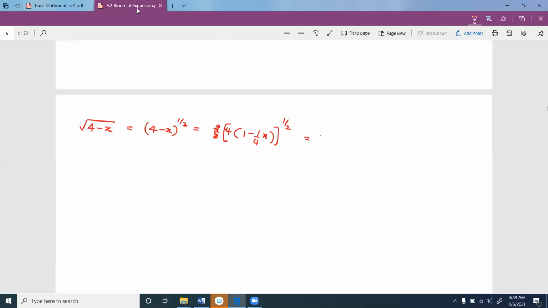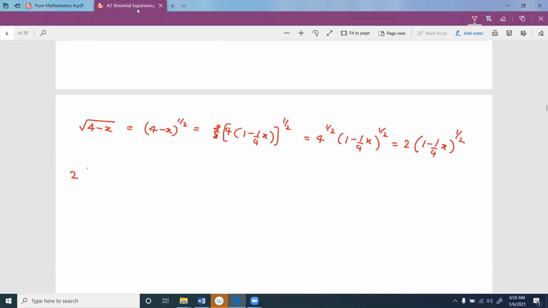That is turned up to 4 to the power half times 1 minus 1 over 4x to the power half. Then we know that 4 to the power half is 2, so 2 times 1 minus 1 over 4x to the power half, right? You can understand how it came, right? Then let's go to the expansion for this.